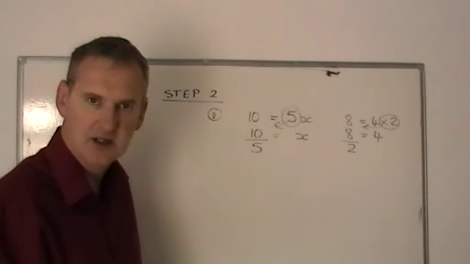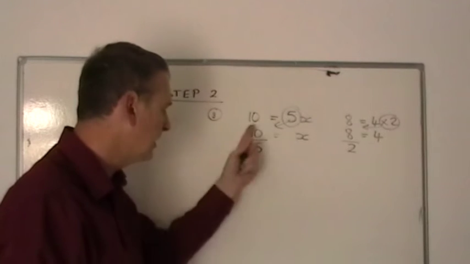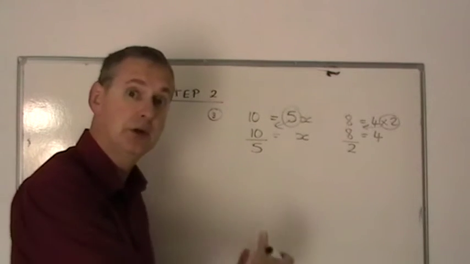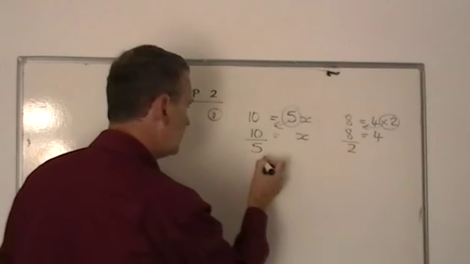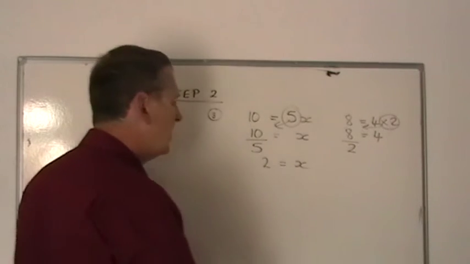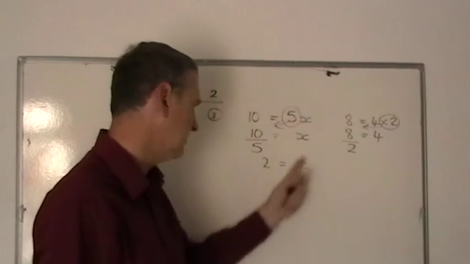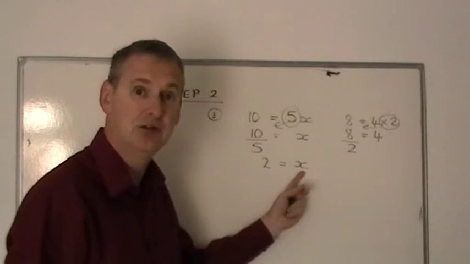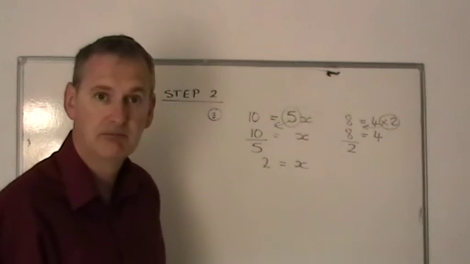Okay, now we have to tidy up. Now this will work out to be a nice whole number. So we do another step. 10 shared by 5 is 2 equals x. And that's how you present your answer. X on the right hand side, leave it on the right hand side in your answer. That's it, 2 equals x. One more.